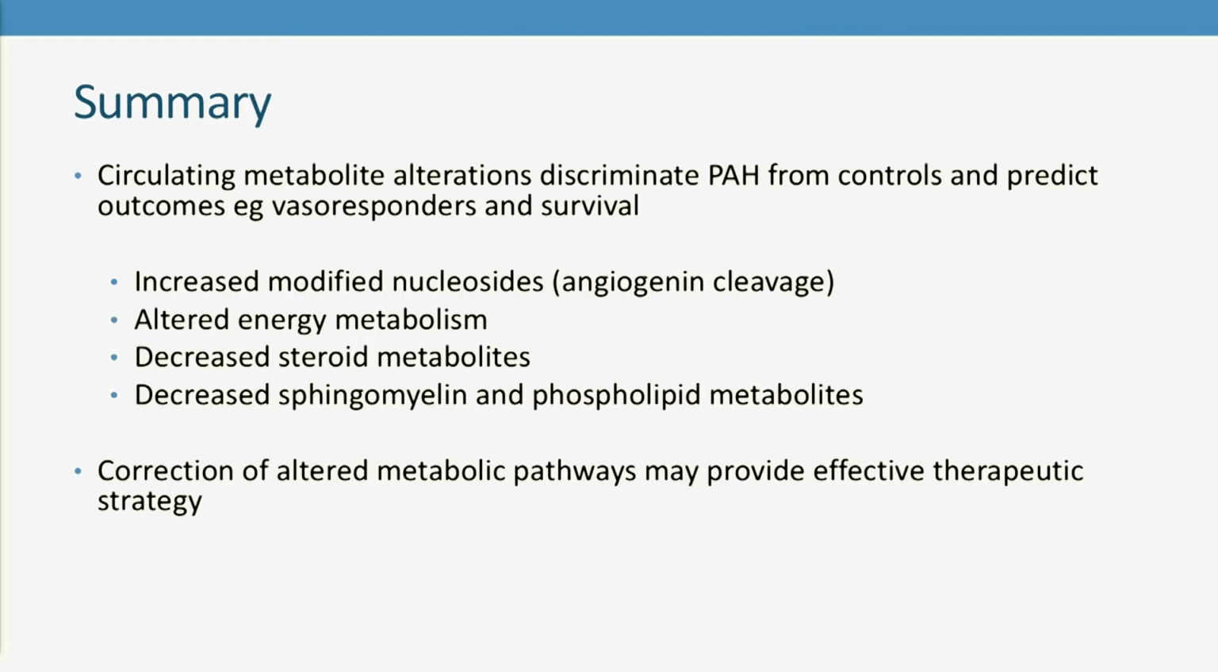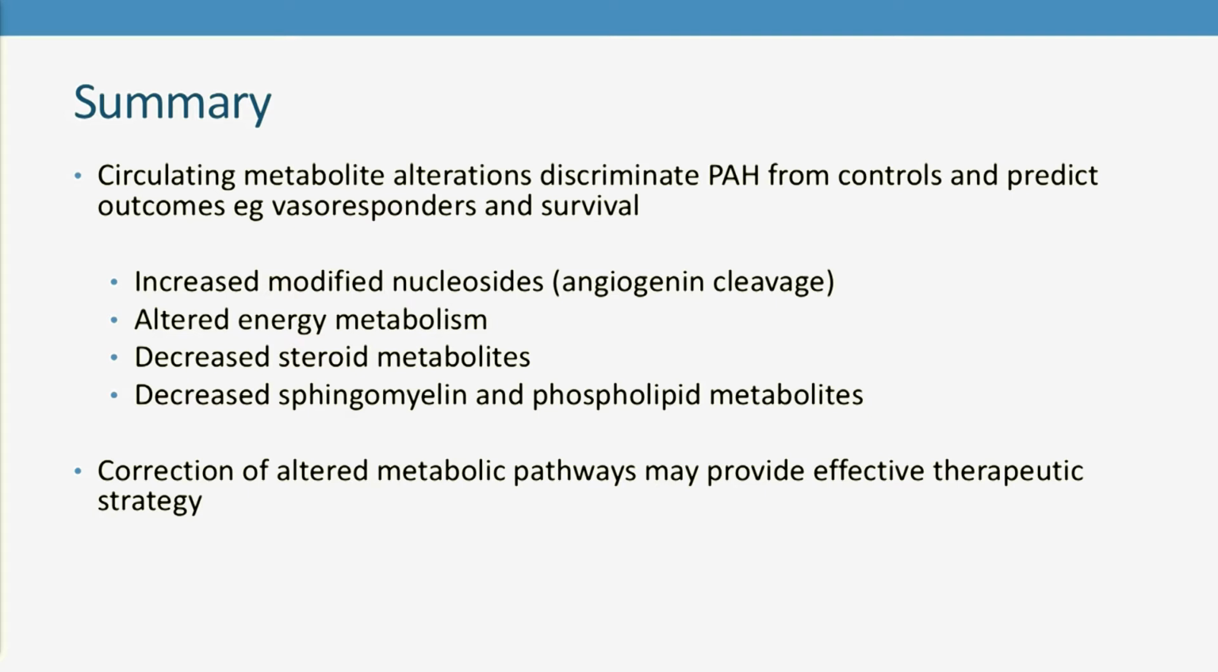So in summary for the metabolites, we've shown that circulating metabolites do discriminate PAH patients from our controls, and they also predict outcomes, including patients who vasorespond, who will do well on calcium channel blocker therapy, and also survival. Specifically, we've shown increased modified nucleosides, and we've linked that to angiogenin cleavage.